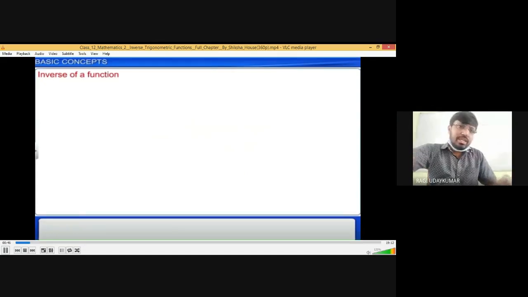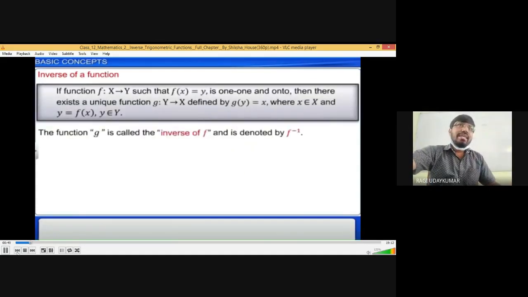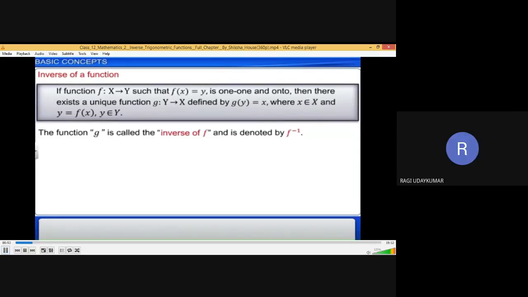Next thing, inverse of the function. For a function, the inverse will exist when it is a bijection, meaning one-one and onto only. If a function f from X to Y such that f of x is equal to y is one-one and onto, then there exists a unique function g from Y to X such that g of y is equal to x. That is called the inverse of the function. Now we are going to learn the inverse functions.